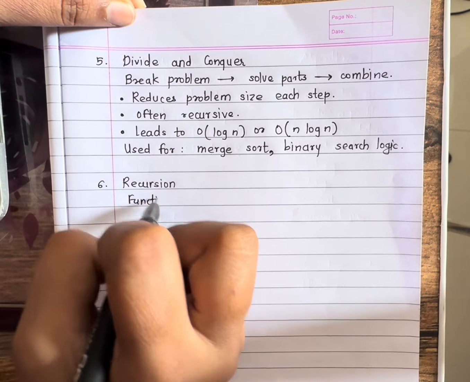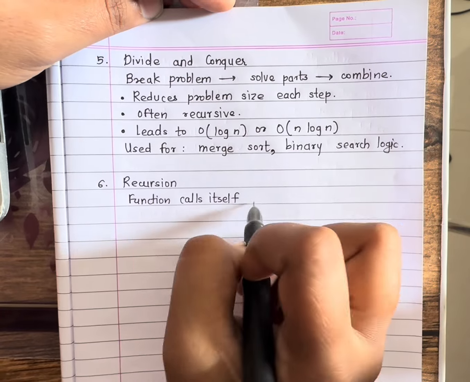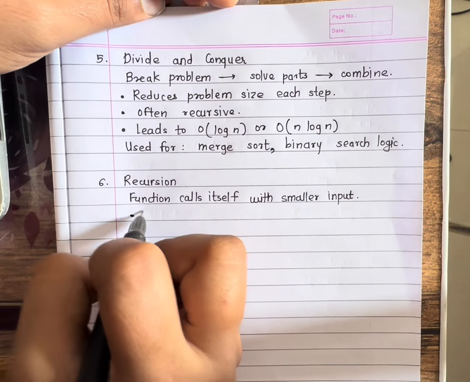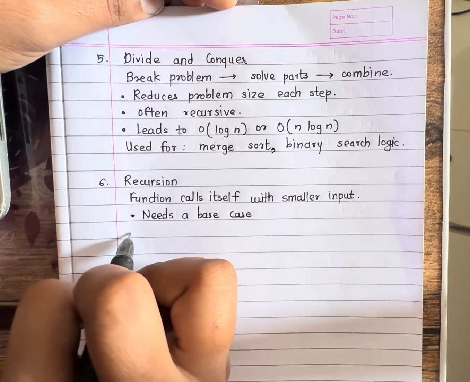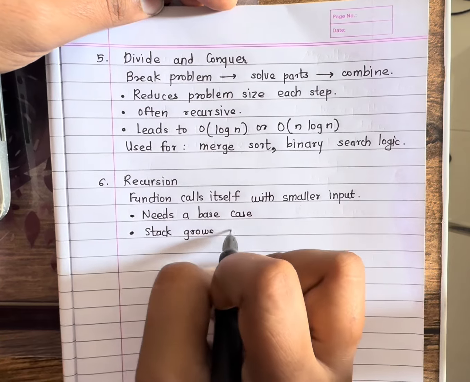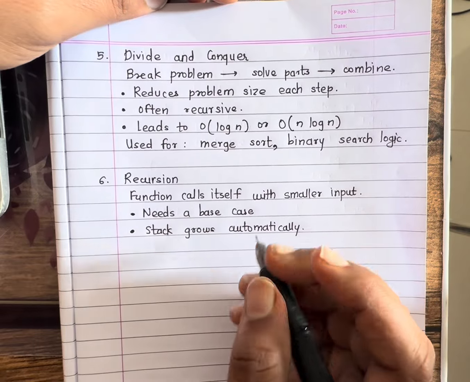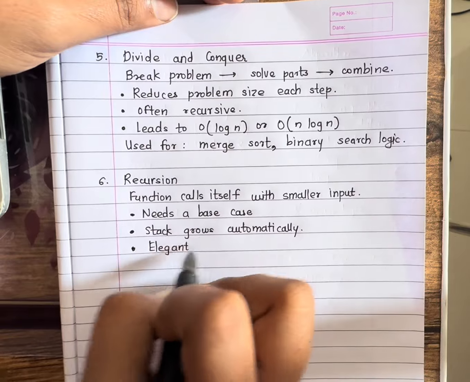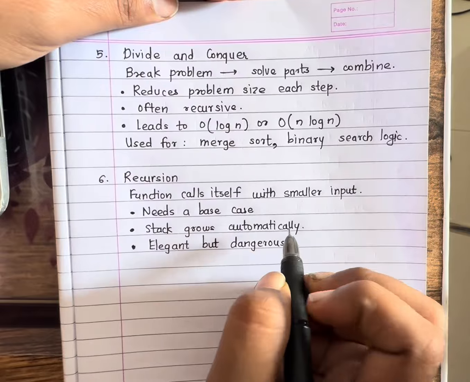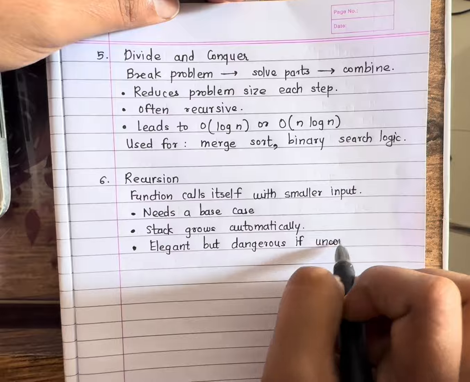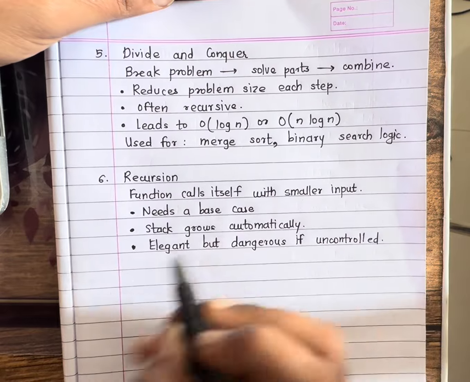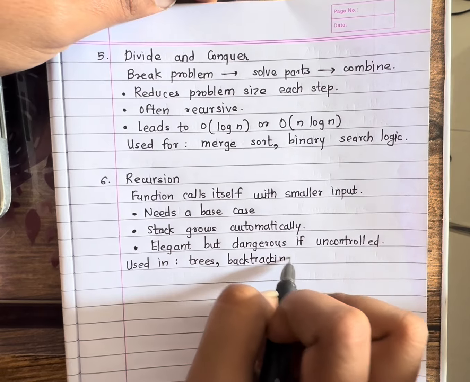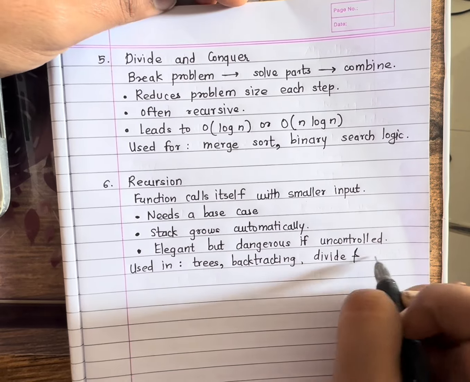The next approach that we are going to see is recursion. What happens here? A function calls itself with smaller input. It needs a base case. Here the stack grows automatically. But what is the beauty of this recursion? It is elegant but dangerous if uncontrolled. And why do we use it? It is used in trees, backtracking, and divide and conquer approaches.